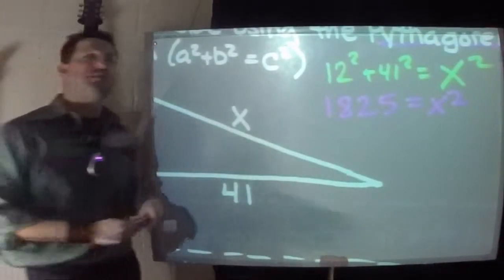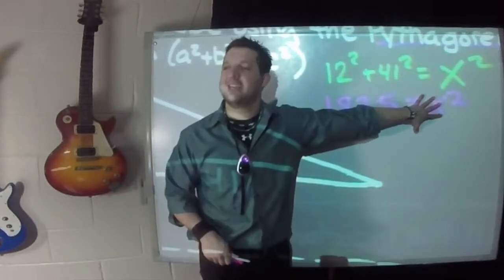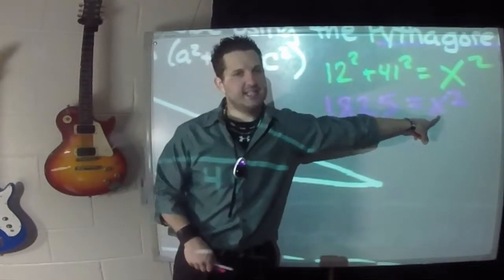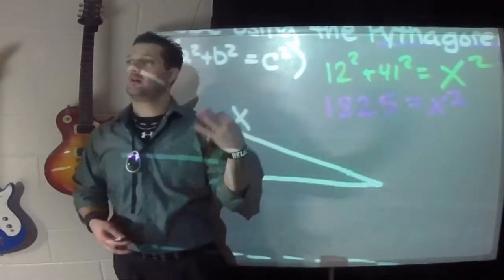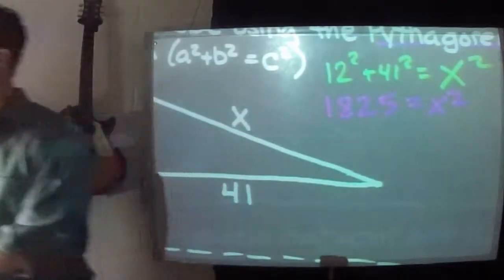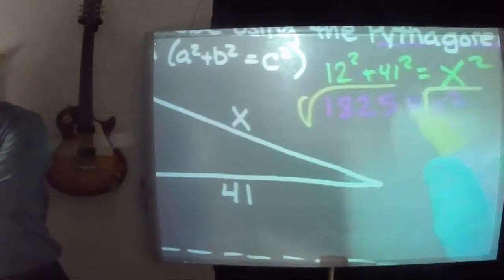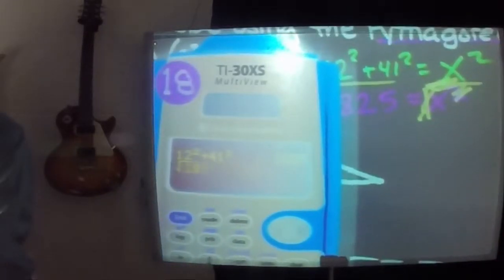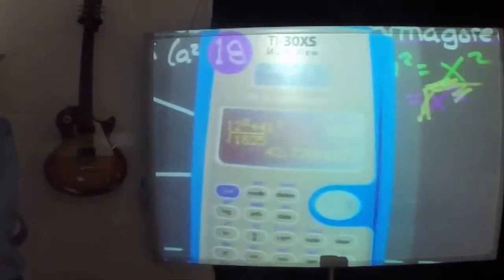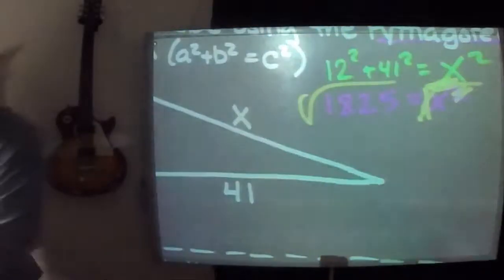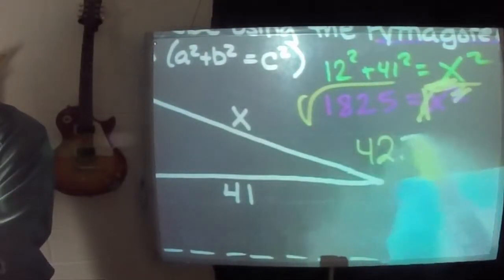All right, 1825 equals x squared, not 1825 equals x. How do you unsquare your x? Square root it. Square root both sides. And squares and square roots do what? Cross it out. So really the square root of 1825 is 42.7. So 42.7 or 43, either one is fine. 42.7 is x.